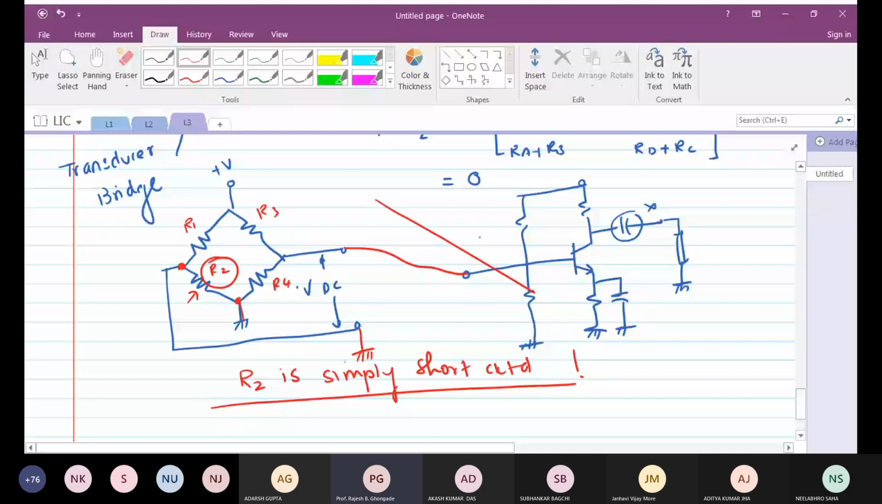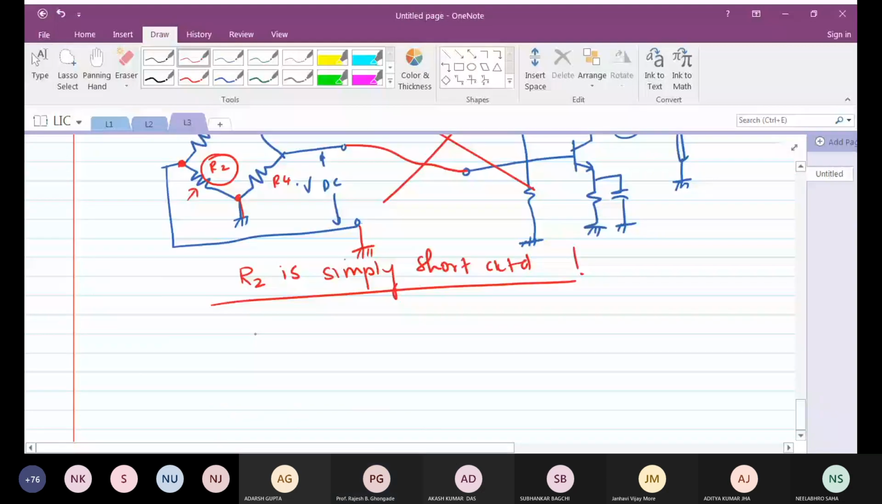Are you able to understand this? So you cannot use a single stage common emitter amplifier for such a kind of transducer bridge. Then what is expected? It is expected that your amplifier should have what is called as a differential input capability.